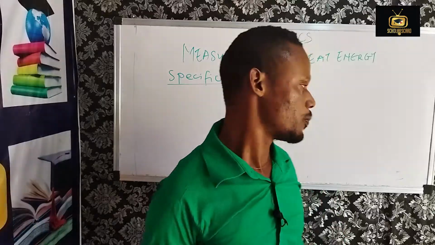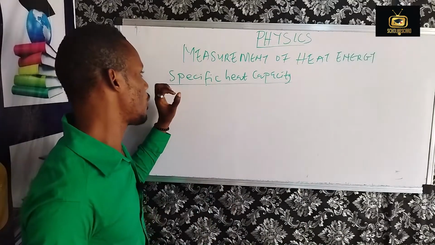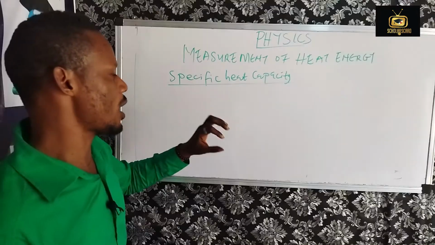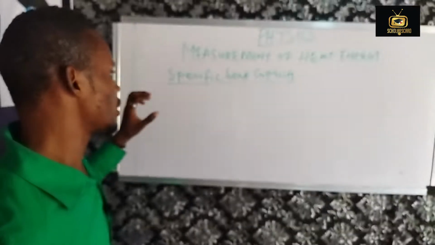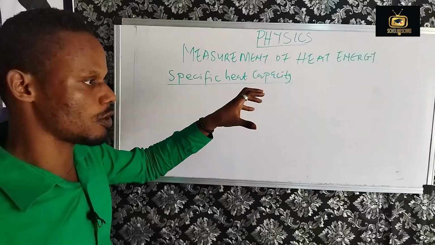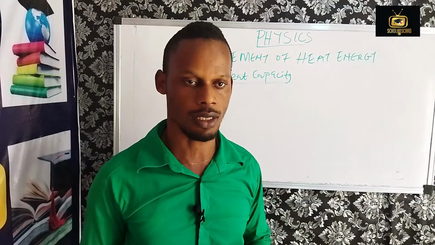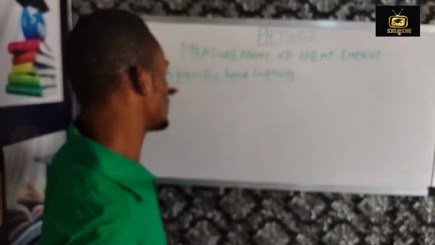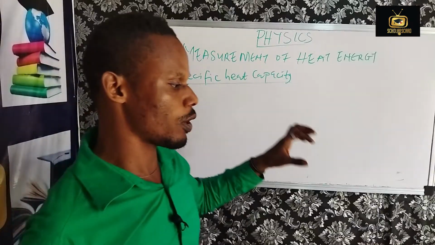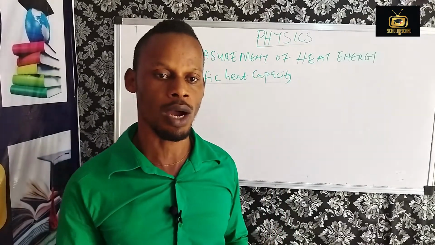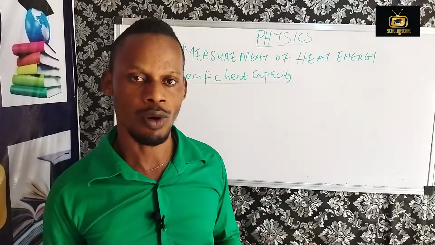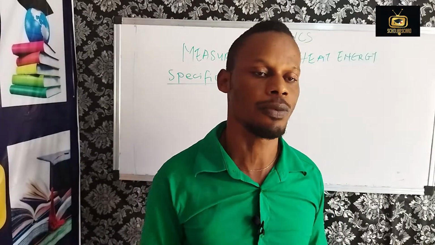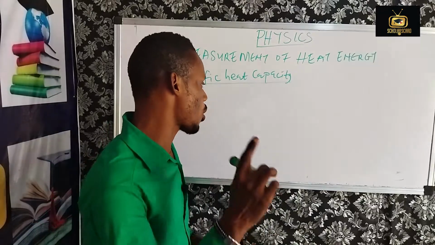Now, this time around, we are going to be talking about measurement of heat energy, how we can measure the heat energy of a body. When we talk about measurement, we talk about the specific heat capacity of a body or a substance. Now, what is specific heat capacity? This is defined as the quantity of heat required to raise a unit mass of a body by 1 Kelvin or 1 degree Celsius. It is the quantity of heat required to raise the temperature of a unit mass of a body by 1 degree Celsius or 1 Kelvin.